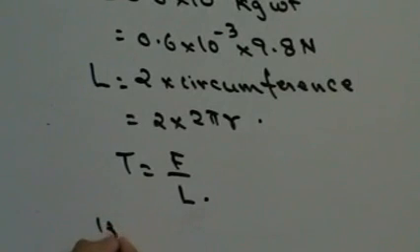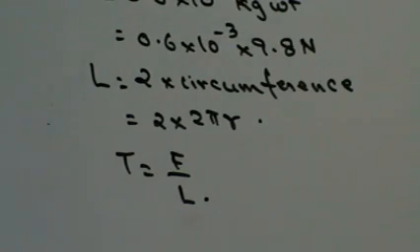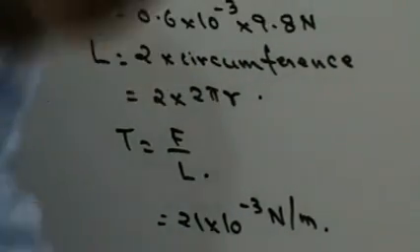Right? Next, take down next one please. The answer for this sum should be 21 into 10 raised to minus 3 newtons per meter. Next.